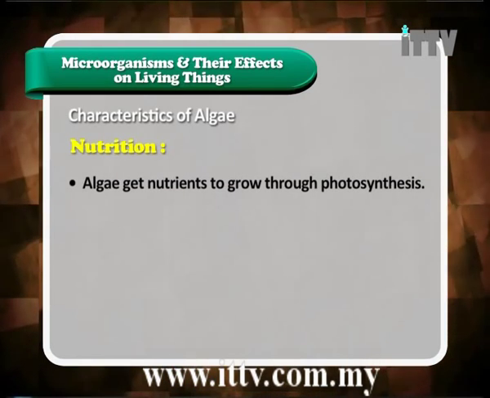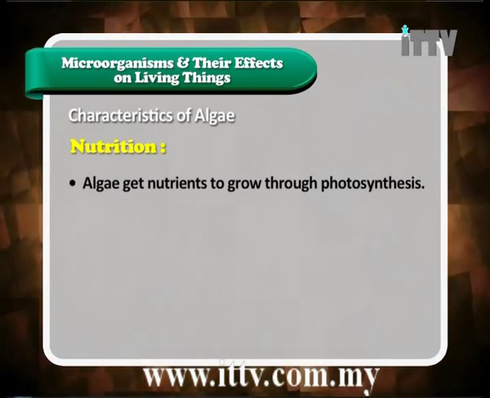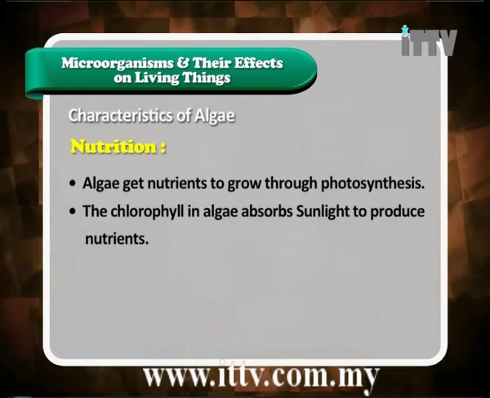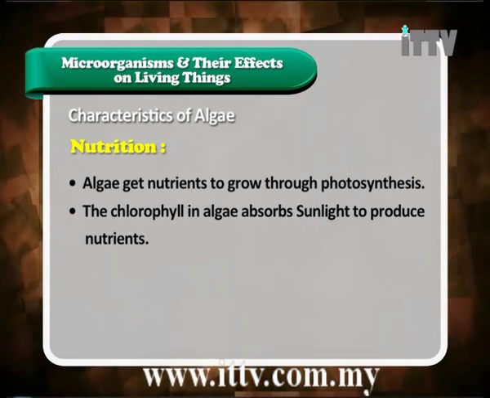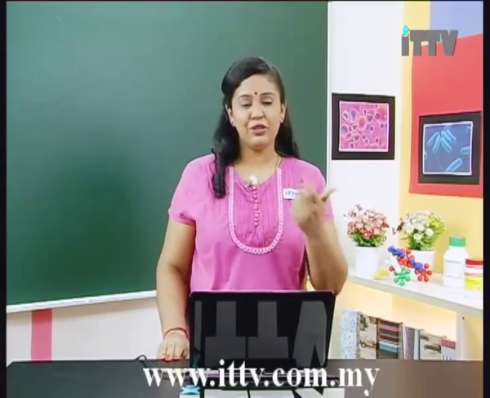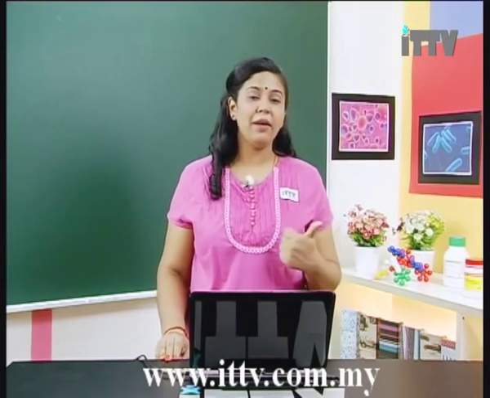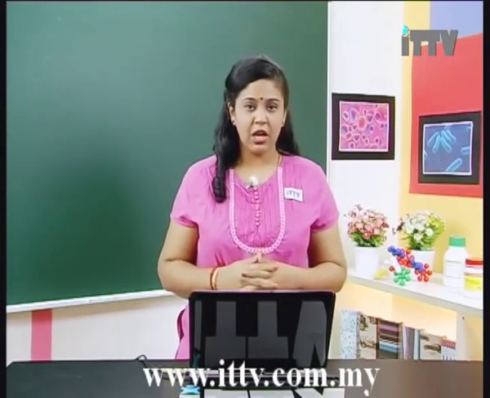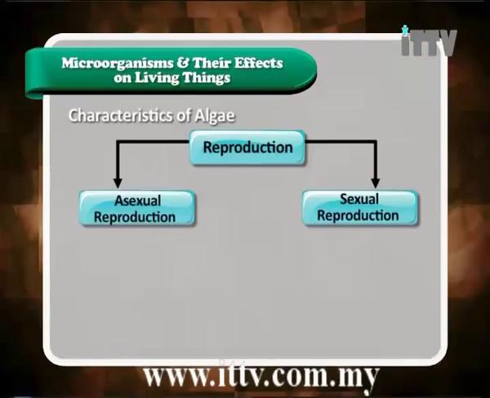Nutrients. Algae get nutrients to grow through photosynthesis. The chlorophyll in algae absorbs sunlight to produce nutrients. So algae do not need to depend on other organisms, they can make their own food through the photosynthesis process. Why? Because they have chlorophyll in them. So that's why you can actually see them on the surface of water and they look green.